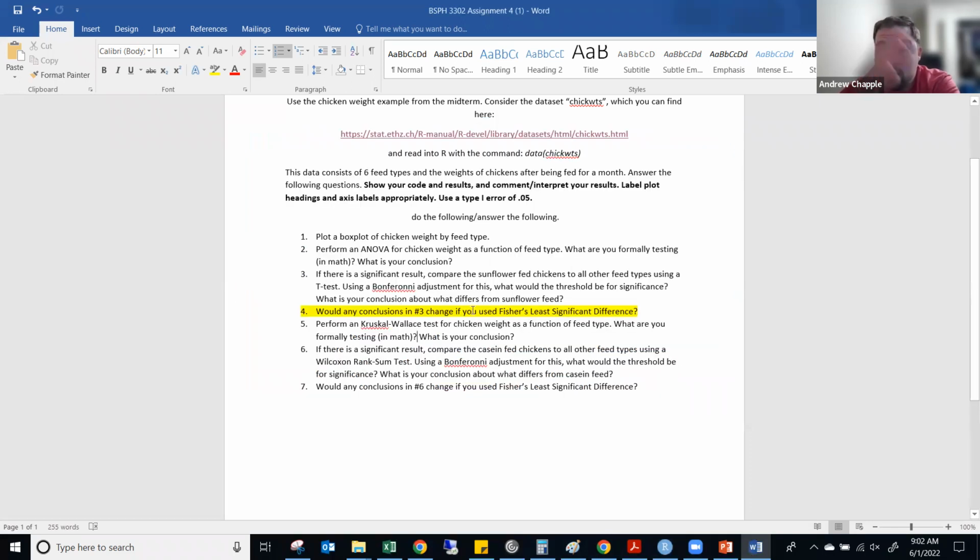If you use a Bonferroni correction, right, what would be your threshold for significance? You're making 5 comparisons. What's your conclusion? Would any conclusions in number 6 change if you use Fisher's least significant difference? That's the whole assignment. So I think it's pretty straightforward.